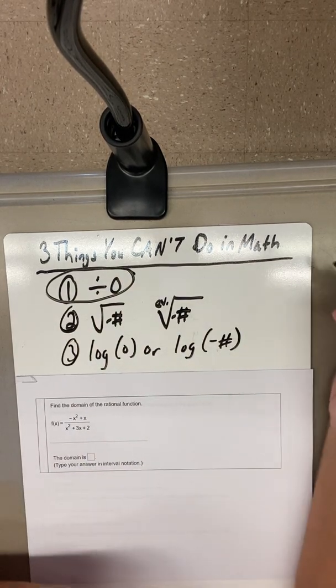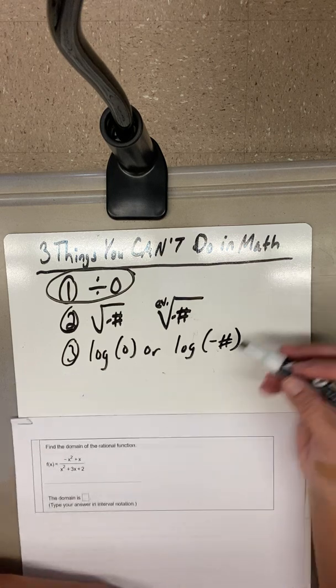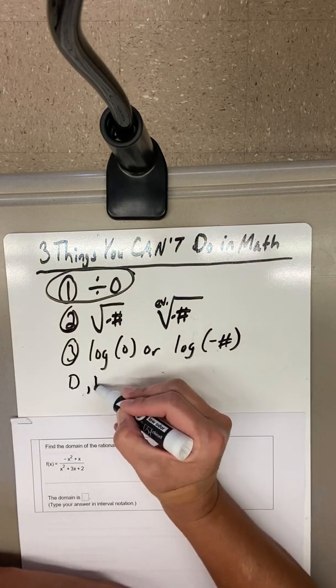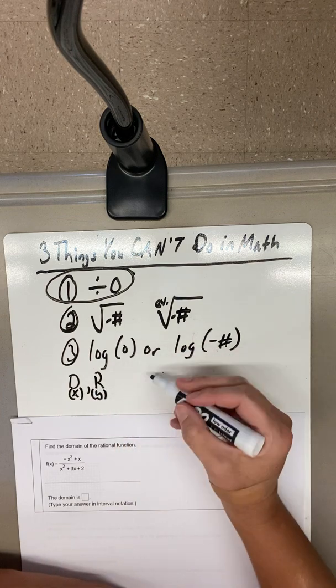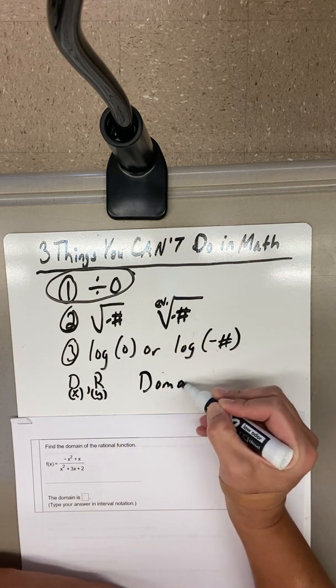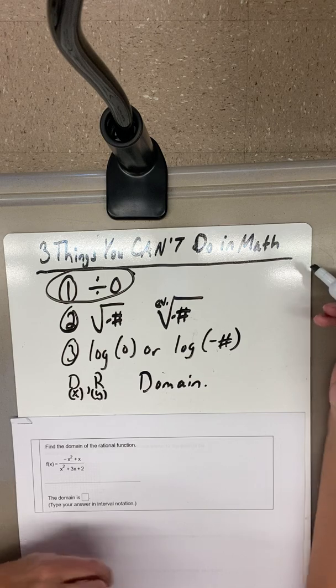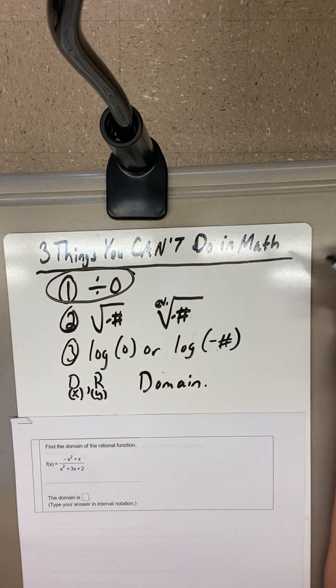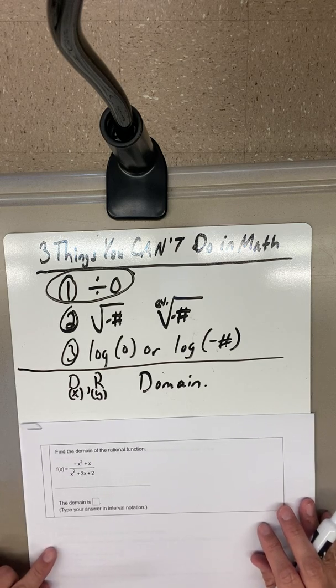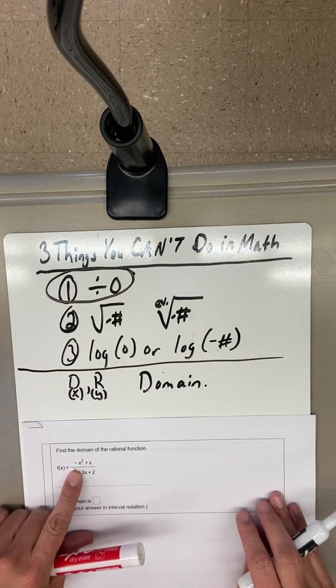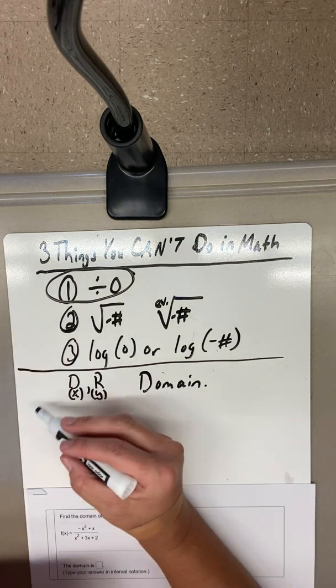So domain means x. Remember, domain and range are in alphabetical order, so it's x and y. So domain is x. So what can x be? Hopefully x can be all real numbers unless we have one of these 3 things. Well, in this problem, we have division, so I'm going to rewrite the problem.